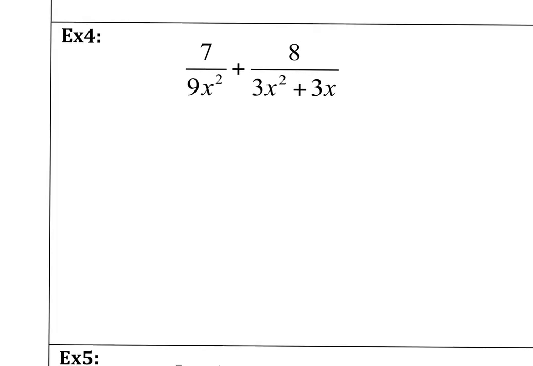Okay, so I look at my second fraction here. I notice I got this 3x squared plus 3x, and it's not exactly factored. And to get a common denominator, normally you want to factor as much as you can. So I'm going to do that. If I factor out a 3x, then we get 3x times x plus 1.